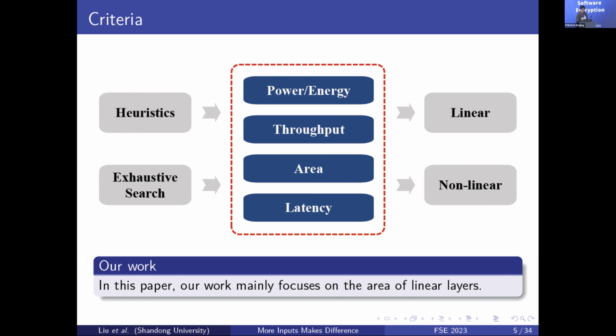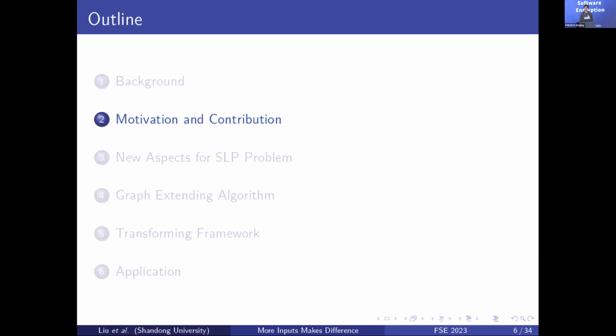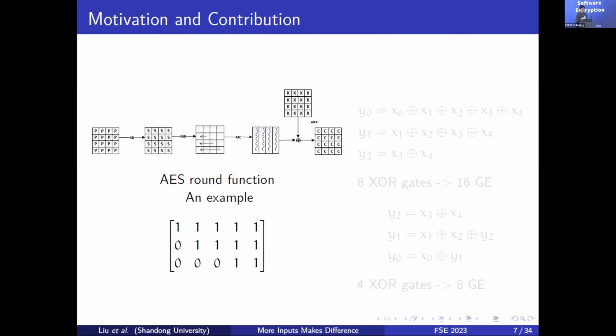Then we talk about the motivation and contribution. This is the AES round function, and MC is the mixed columns. If we can reduce the area of the mixed columns, we can significantly reduce the area of the AES round function.